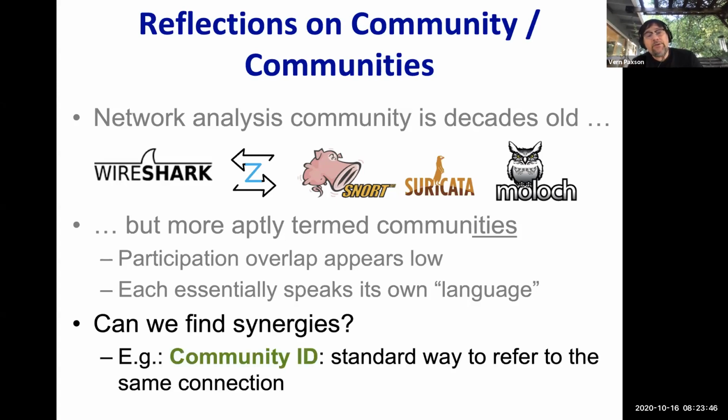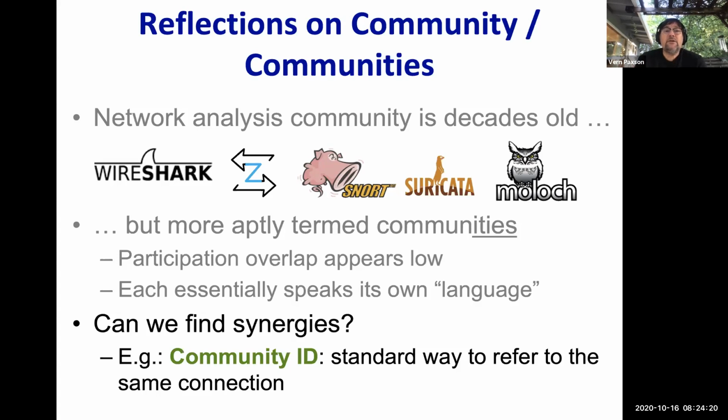So one of these, which we developed as an effort at Corelight a couple of years ago and got a lot of traction, is a seemingly quite simple notion, which is, how do you get all these tools to refer to the same connection in the same way, so that if one of the tools has some sort of insight in that connection or data about that connection, one of the other tools can find it and link to it.